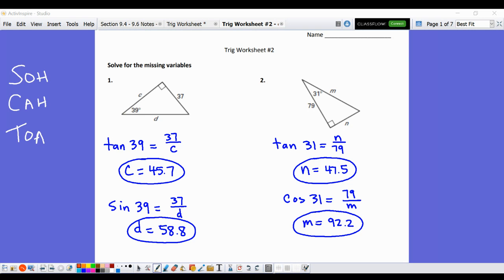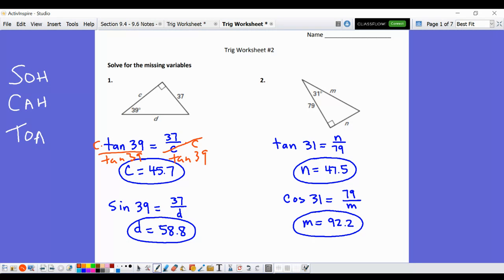So the only thing I'm going to go over here on number 1 is just a reminder. At this point, when we set up a trig function to solve for a missing side with the variable on the bottom, I hope we can see this process that plays out. In number 1 here, I would multiply both sides by c. That would get rid of the c, and then I would divide both sides by tangent of 39. So 37 divided by tangent of 39 gives me 45.7.